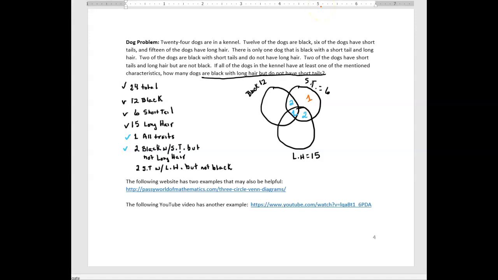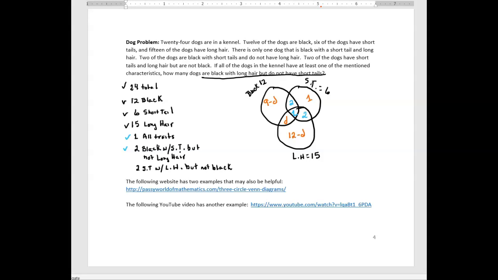What we don't know is the black with long hair, so black, long hair, but not a short tail. That's the number of dogs we don't know. So if we already know that this black circle should be 12, well, 12, 11, 10, 9, we know that there's 9 minus whatever this D is going to be, because we would have to subtract that out too. Same thing with our long hair. The only long hair dogs would be 15 minus 2 minus 1 minus whatever D is. And so 15 minus 2 minus 1 is 12 minus what we don't know.